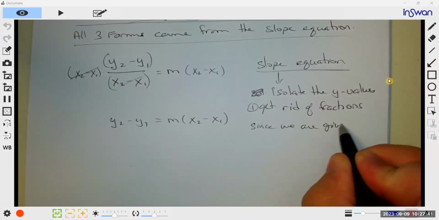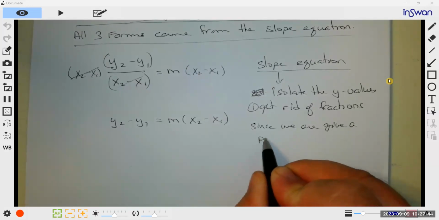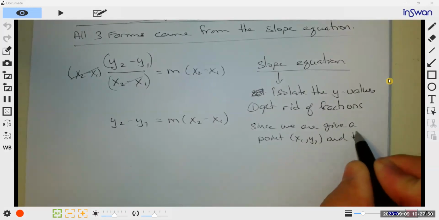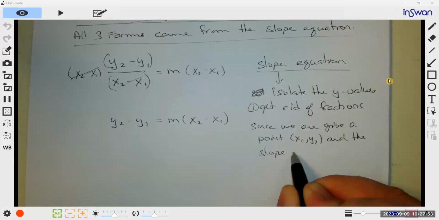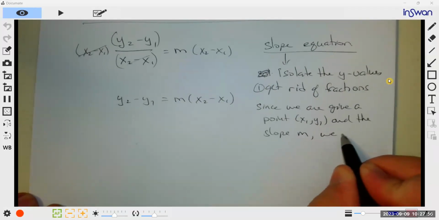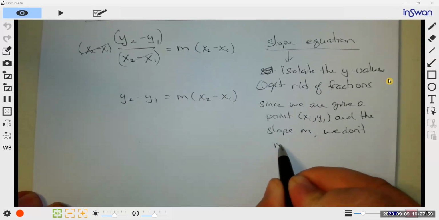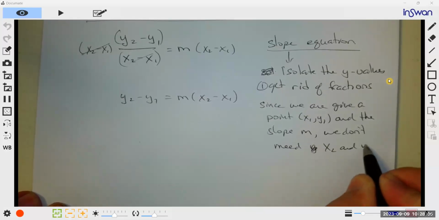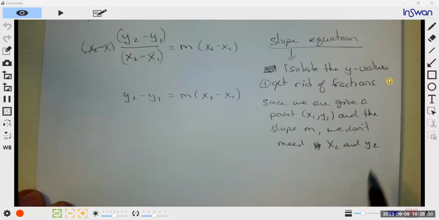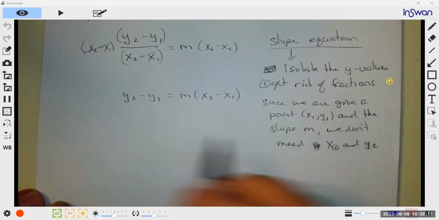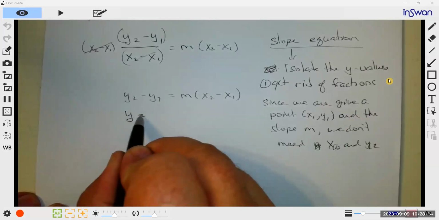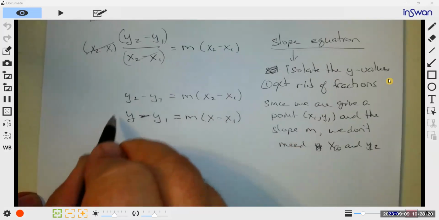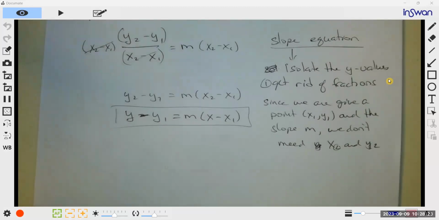Since we're given a point, x1, y1, and the slope, we don't need x2 and y2. Notice we don't need this. We don't need the subscripts actually. So this becomes y minus y1 equals m times x minus x1. And there we have it. There's the point slope formula.